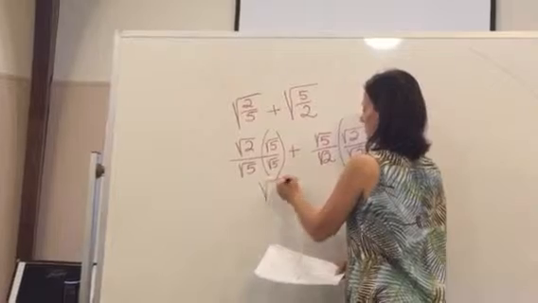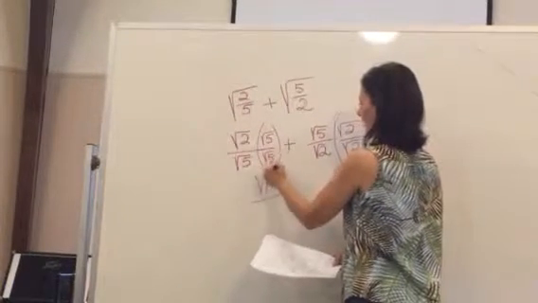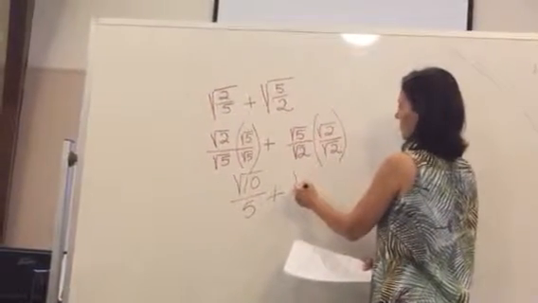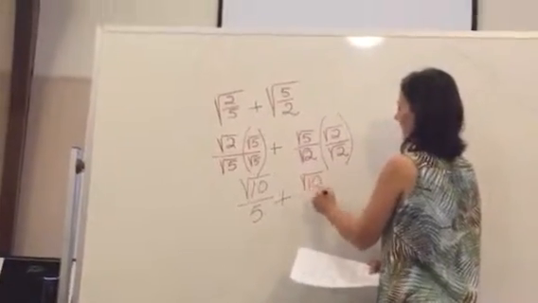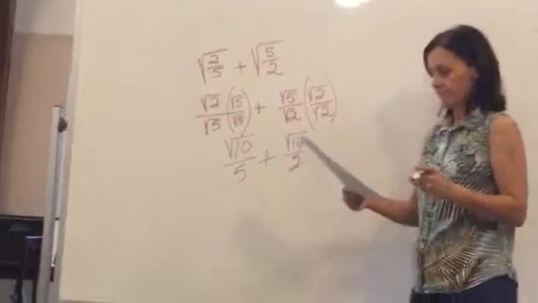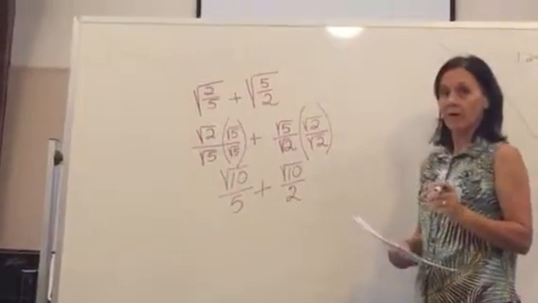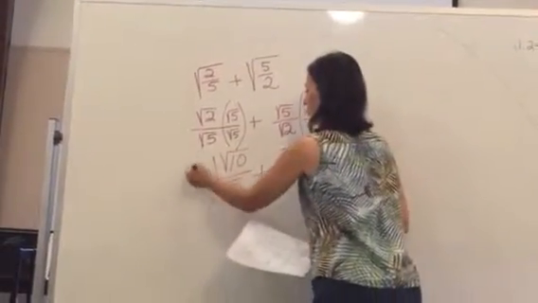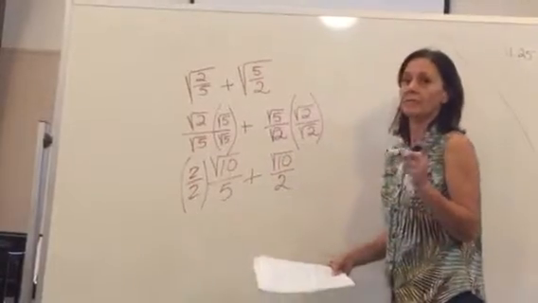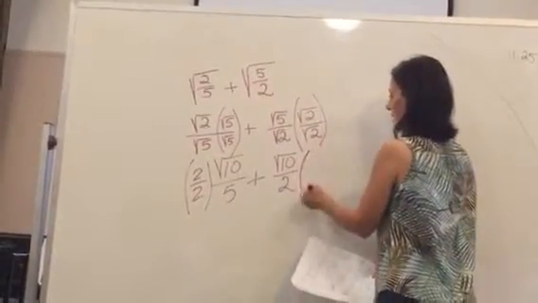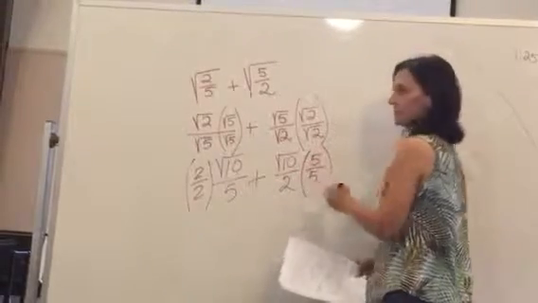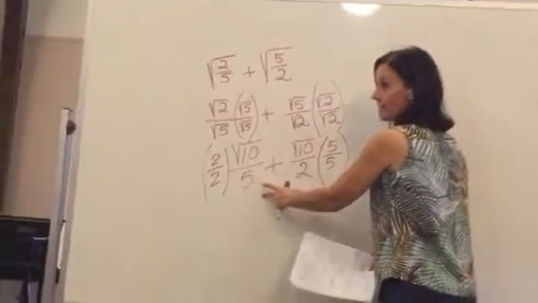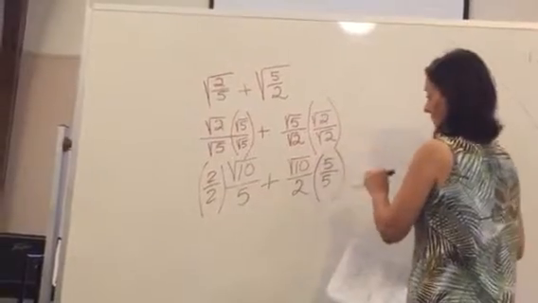5 times 2 is the square root of 10 over 5, plus the square root of 5 times 2 is the square root of 10 over 2. Now I have to find a common denominator, right? There's no equal sign, so I must find a common denominator. This one, I would multiply by 2 over 2 because my common denominator is going to be 10. Okay? This one, I would multiply by 5 over 5. Okay? I'm not going to leave it at this point. I'm going to find a common denominator and combine my numerators.